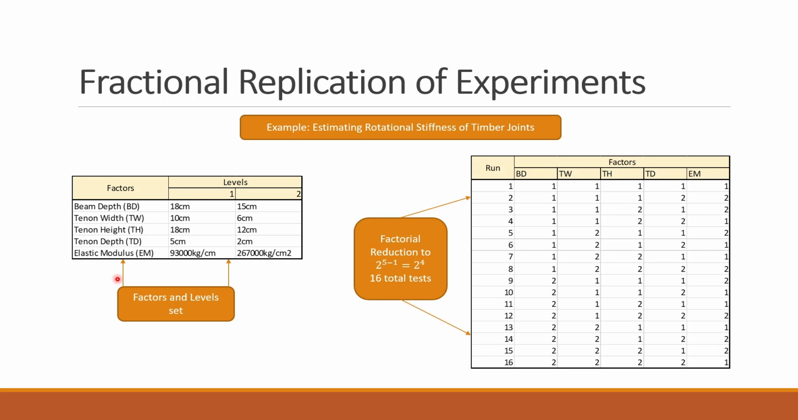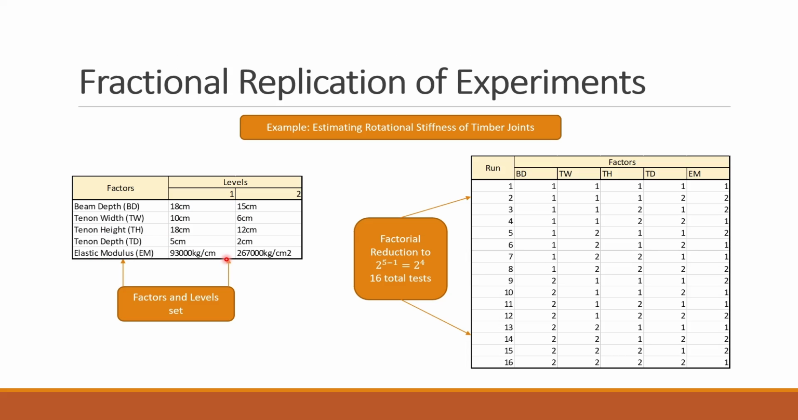And here we can see a fractional replication experiment that is useful for civil engineers, in which experimenters try to estimate the rotational stiffness of timber joints. What we first see is the factors and levels are set, and the initial experiment would be 5 factors and 2 levels, in which 32 tests are needed.